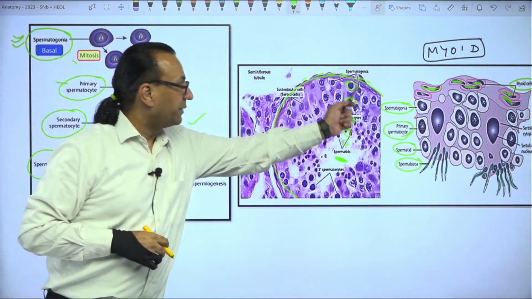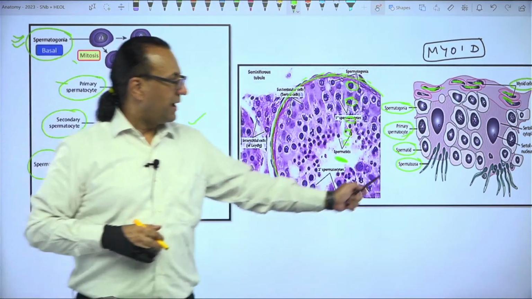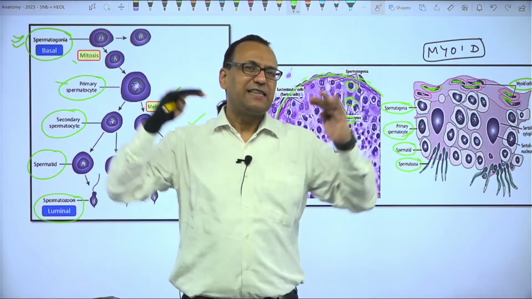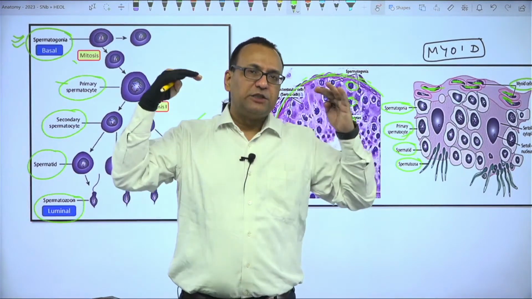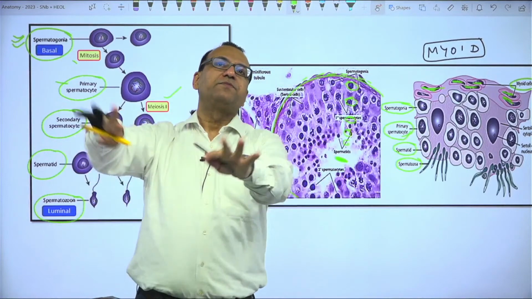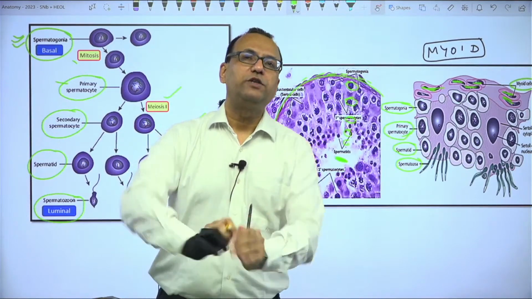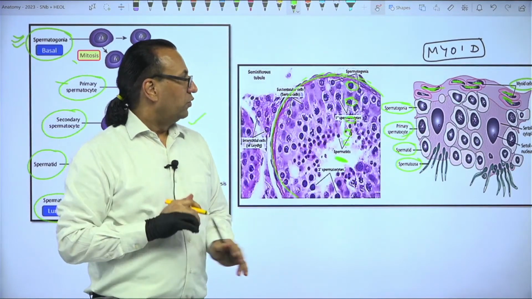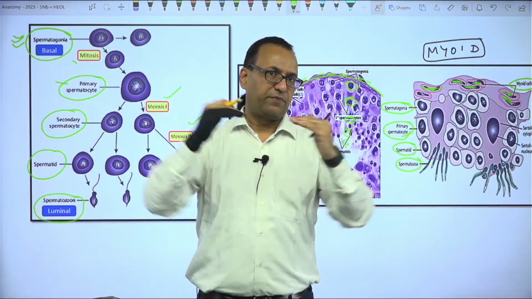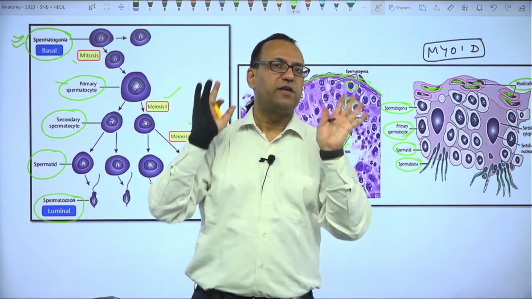This is one seminiferous tubule, this is another seminiferous tubule. Then you have these myoid cells which are squeezing the seminiferous tubule so that the spermatozoa which are formed can be pushed further towards the urethra, because eventually sperms are to be ejaculated by the urethra. So the purpose of myoid cells is that they are contractile cells, they squeeze the seminiferous tubule to push the sperms further in the reproductive tube towards the urethra.